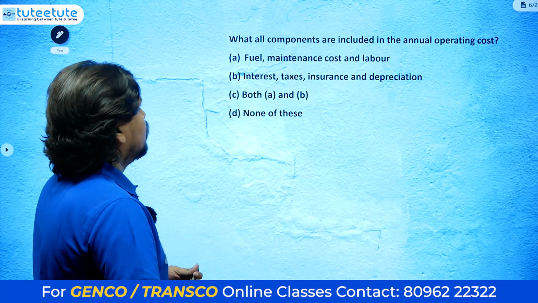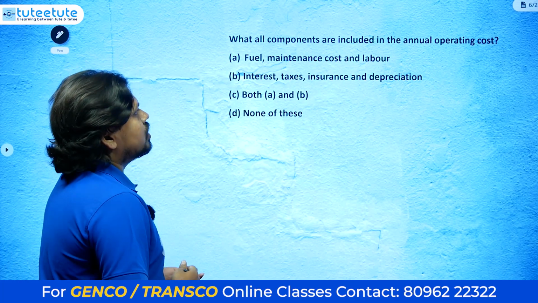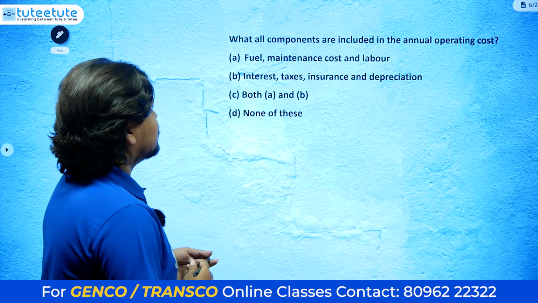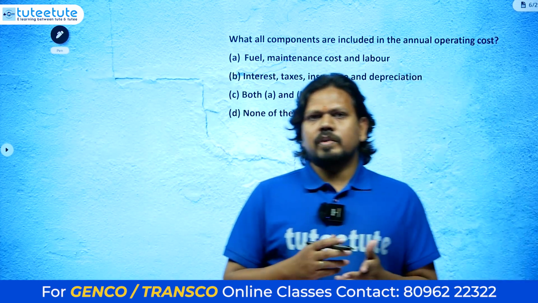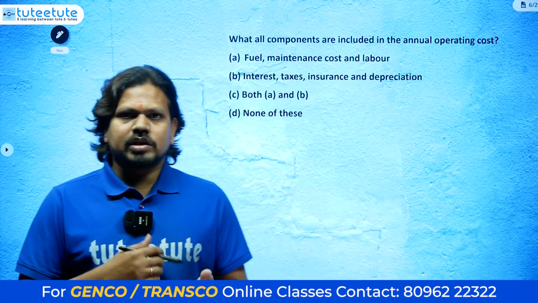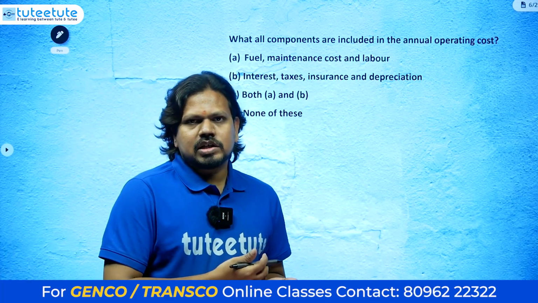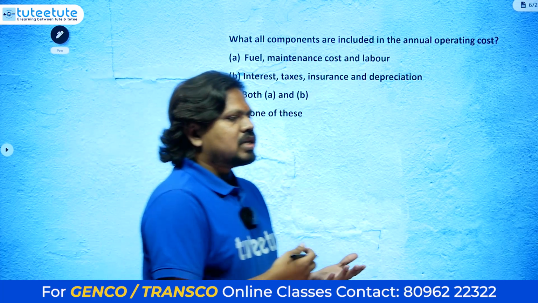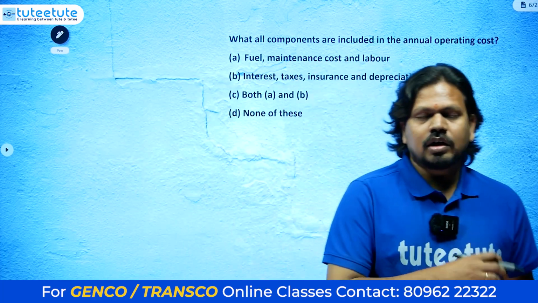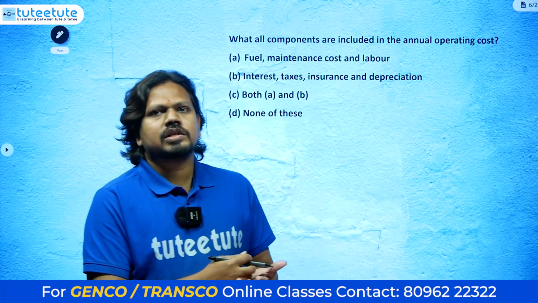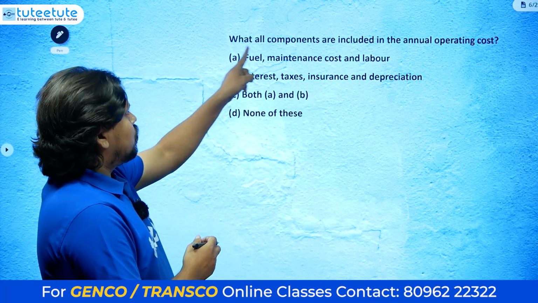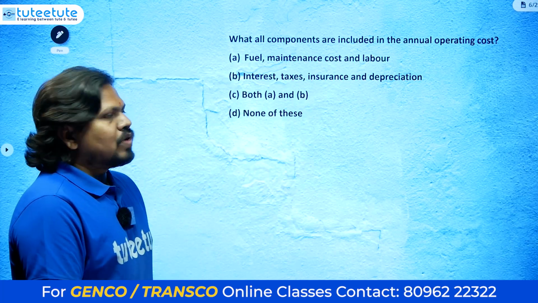Okay, so what all components are included in the annual operating cost? Annual operating cost, from economics. When you construct the power plant, we need to consider all these fixed charges, operating costs, and the semi-fixed costs. All these things we need to consider. So what are the components included in the annual operating cost?